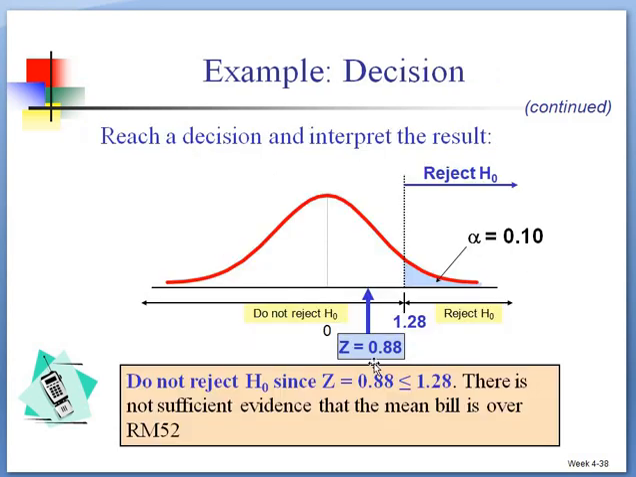Then, referring to the table, 0.88 is in the non-rejection region. Therefore, we conclude that we do not reject the null hypothesis, since the z statistic is equal to 0.88, which is less than 1.28. Therefore, we can conclude that there is not sufficient evidence that the mean bill is over 52 ringgit.